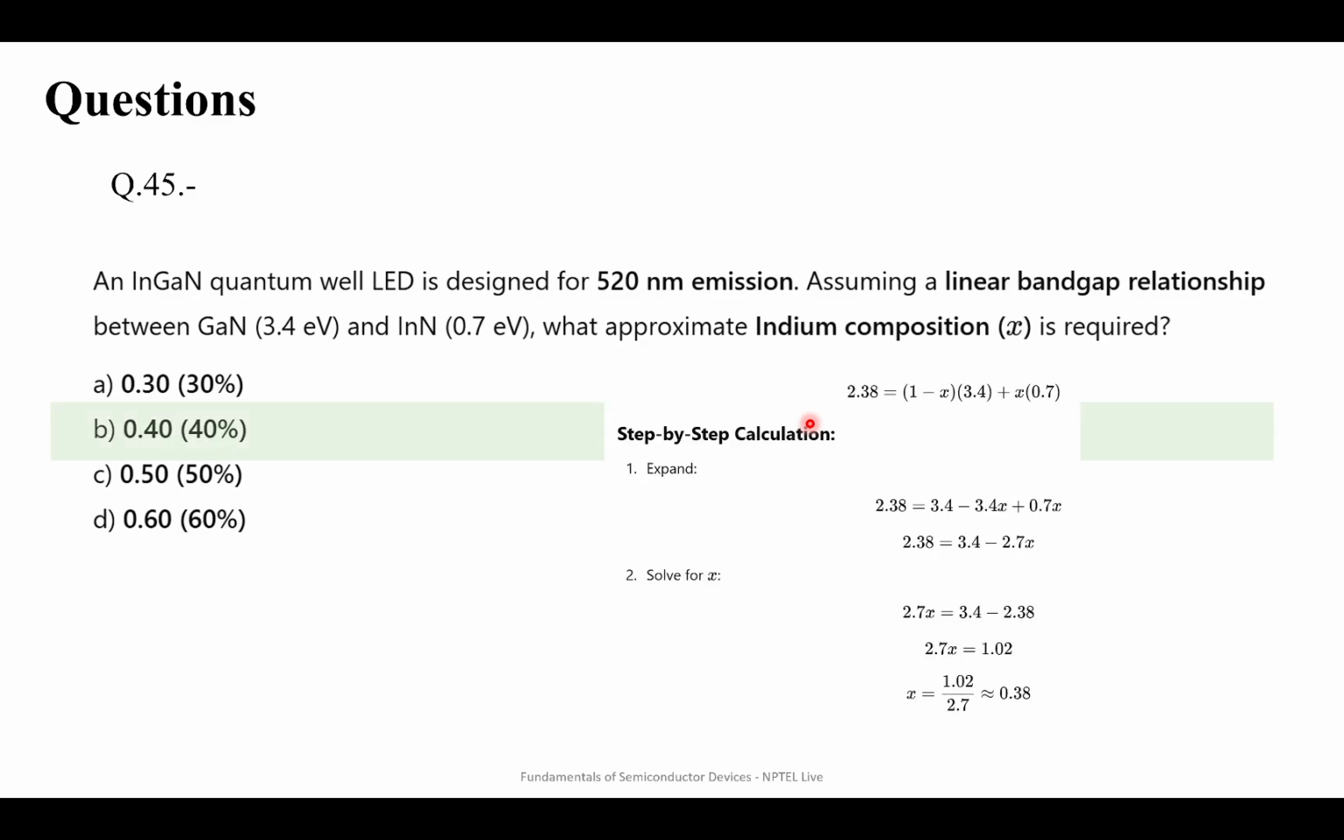First you calculate the band gap required, which is 1240 divided by 520, approximately 2.38, 2.39. Then you get 2.38 equals (1 minus x) times 3.4 plus x times 0.7, and you solve this. You will get around 0.375, 0.38, which is approximately 0.4.